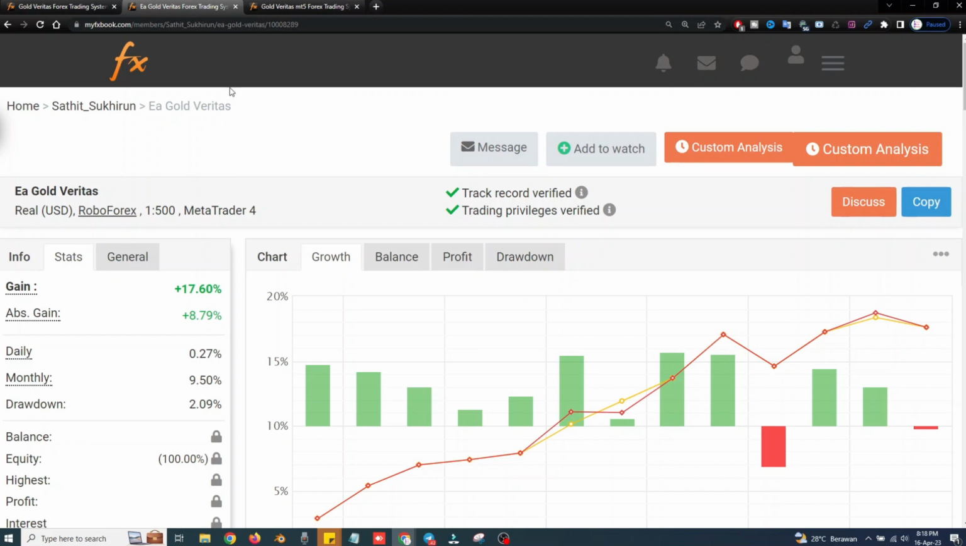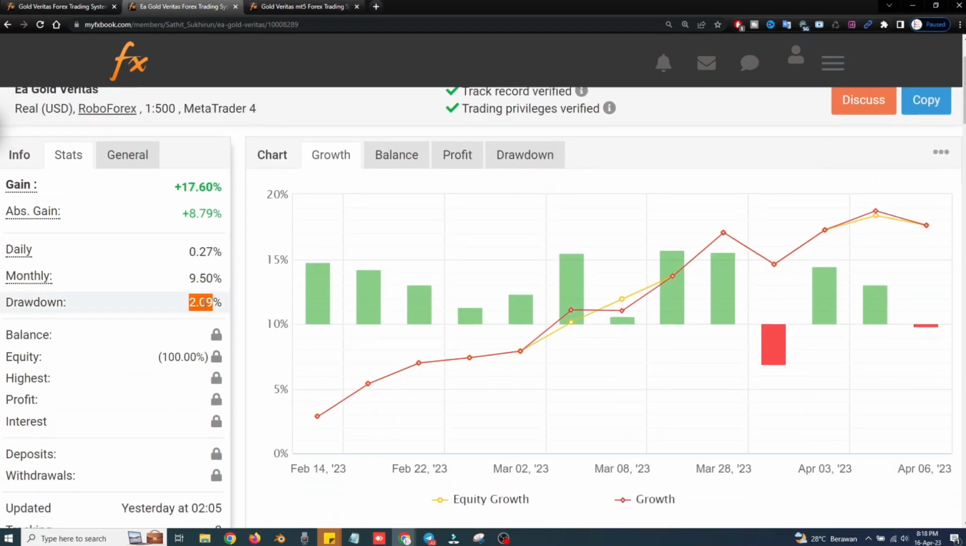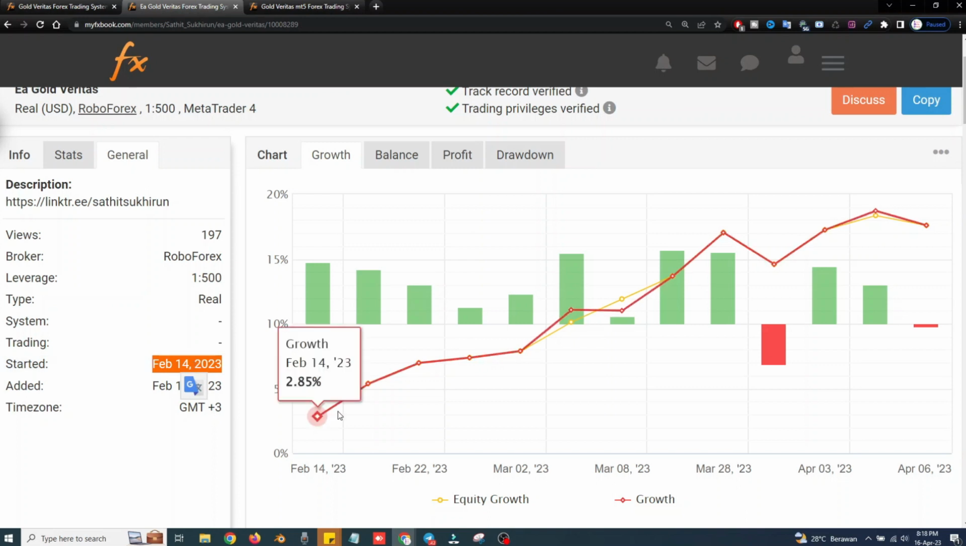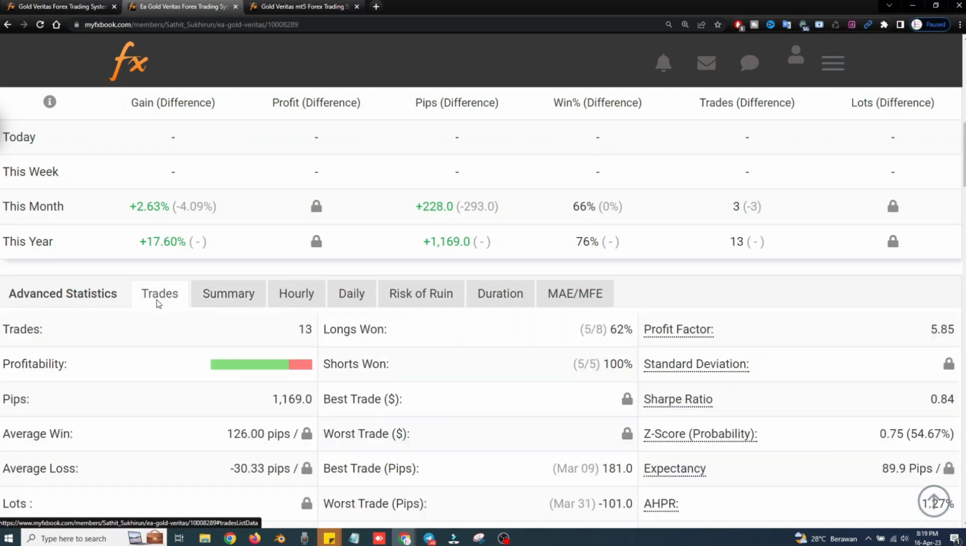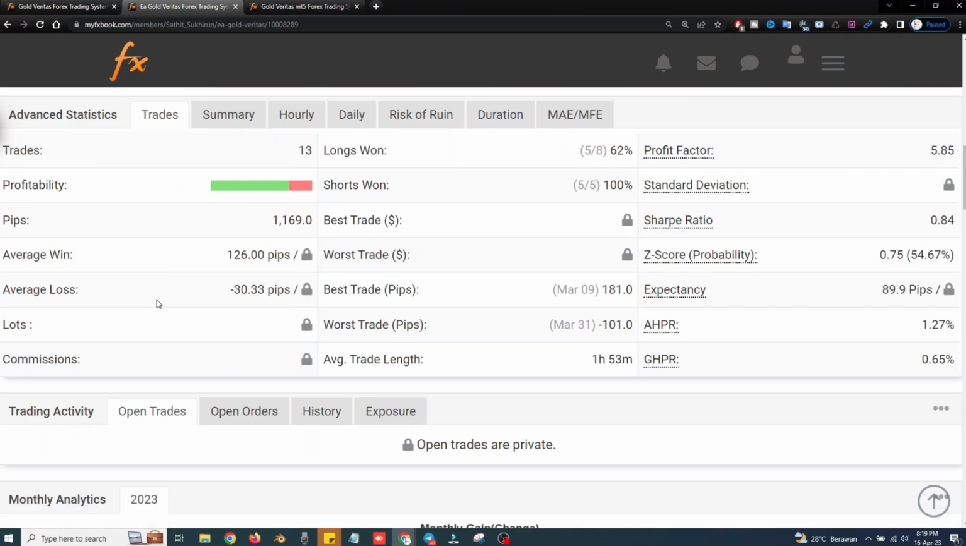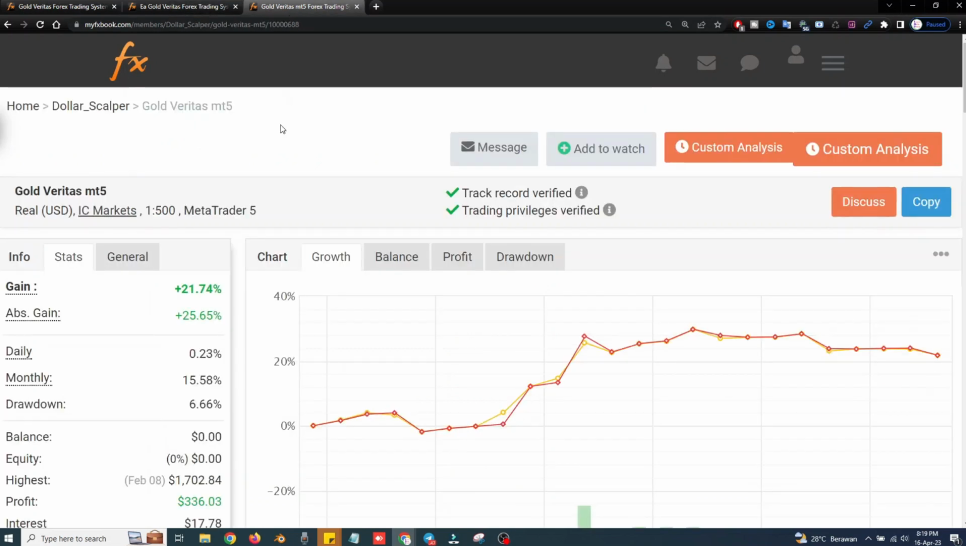The second, a total profit of 17.6%. And the third with a total of 21.74%.